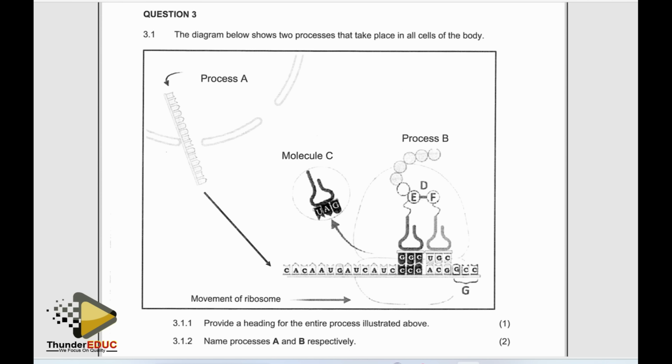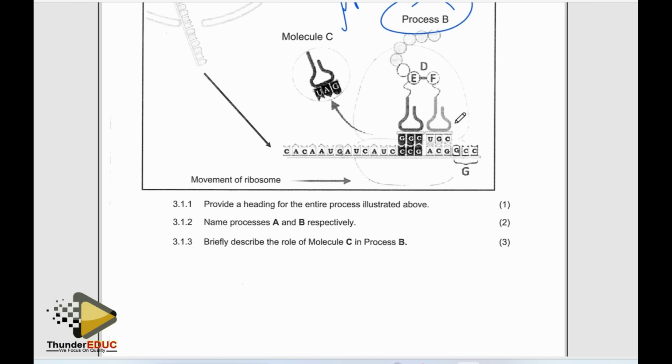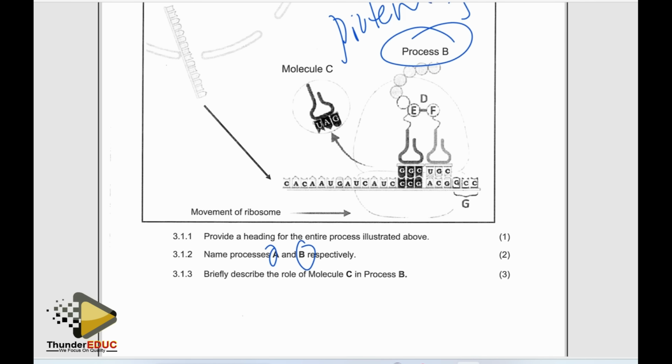Question 3. Process A, transcription. Process B, translation. Provide the heading of this. This is protein synthesis. Name the process. We said this one is transcription. This is translation. So we're done with that.